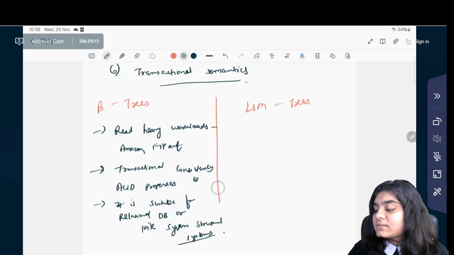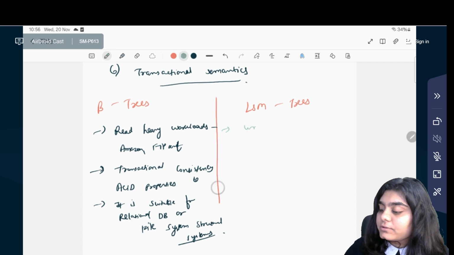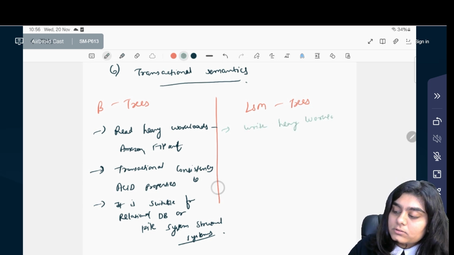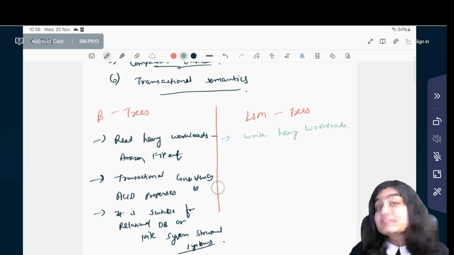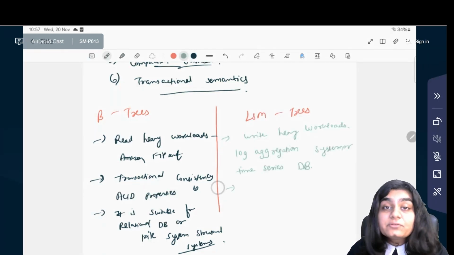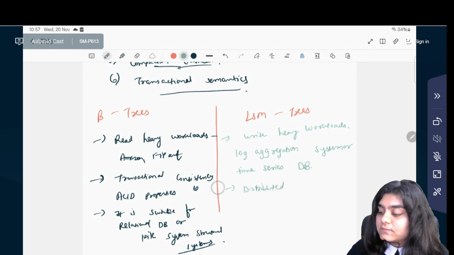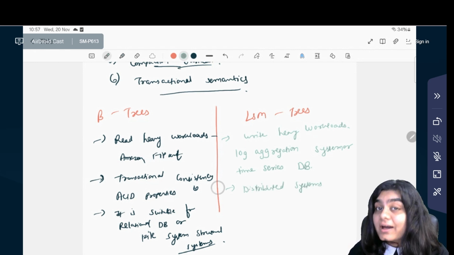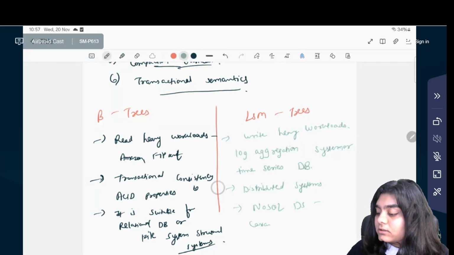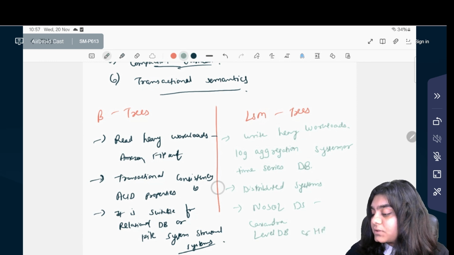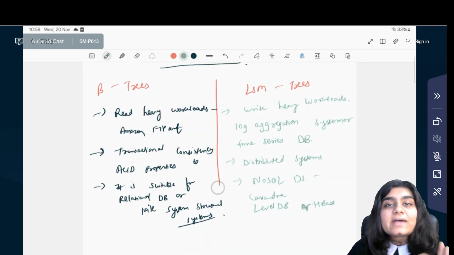So LSM trees are used for write heavy workloads such as log aggregation systems or time series databases where high throughput is necessary. It is ideal for distributed systems that prioritize high write throughput and space efficiency. And it is useful in NoSQL databases such as Cassandra, LevelDB, or HBase. So this was all about LSM.